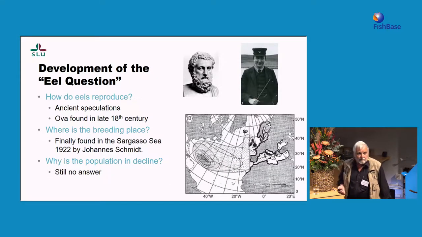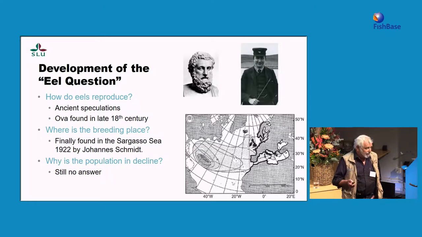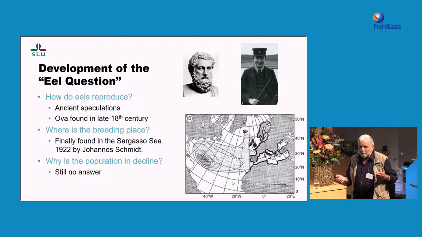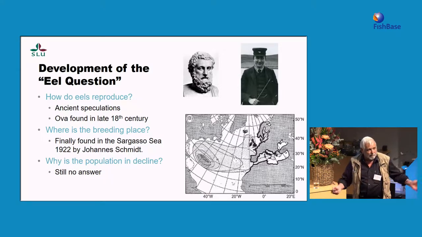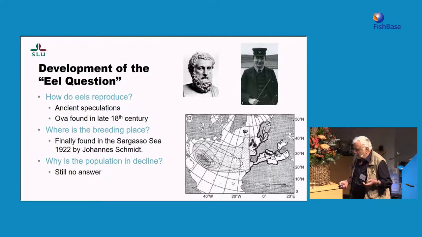Those of you who have read this beautiful book, The Gospel of the Eel, by Patrik Svensson, know about the eel question, which is something that has been around since antique times. The background is that eel was an appreciated fish in the whole Mediterranean area, but nobody had seen a mature eel, an eel with eggs or roe, and then suddenly those glass eels appeared.